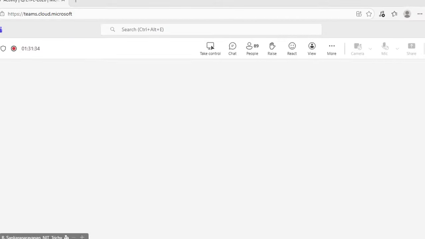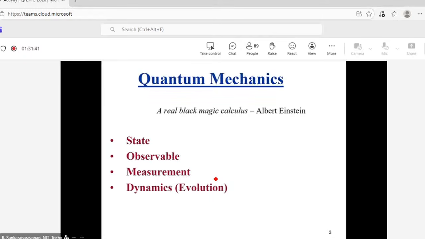So let us start with a few fundamental topics of quantum mechanics. As Albert Einstein says, quantum mechanics is a real black magic calculus. We have to learn this algebra and calculus patiently, so that we can contribute to the subject of quantum computation in the days to come. And of course, all over the globe, there is a lot of interest in this subject. India is also now hoping to make a big contribution, and the government is also encouraging in all possible ways.